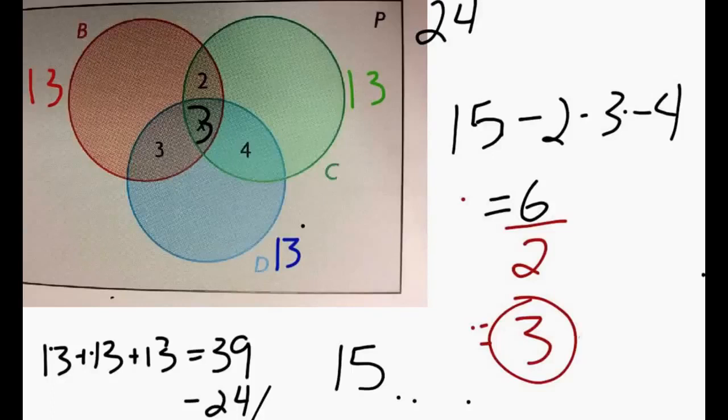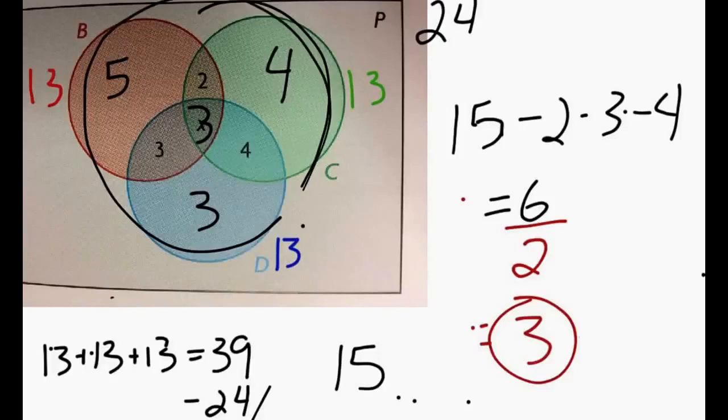So you could go 13 minus 3 minus 3 minus 2. That gives us 5. 13 minus 3 minus 4 and 2 would give us 4. 13 minus 3 and 4 would give us 3. And once again, you could add all those up. 5 plus 3 plus 3 plus 2 is 13, plus 4 is 17, plus 4 again would be 21, plus that extra 3 is 24. So all of our circles, in this case, do add up to the 24.